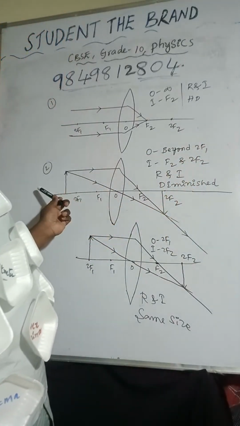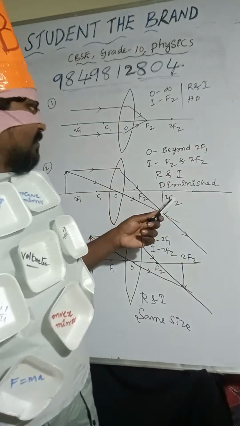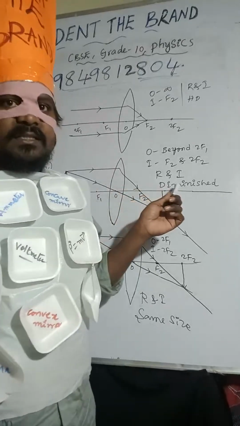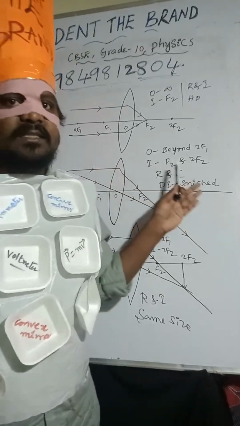Object is placed beyond 2f2. Image will form between f2 and 2f2. Nature of the image is real and inverted. And size of the image is diminished. Compared to the object, image size is decreased.